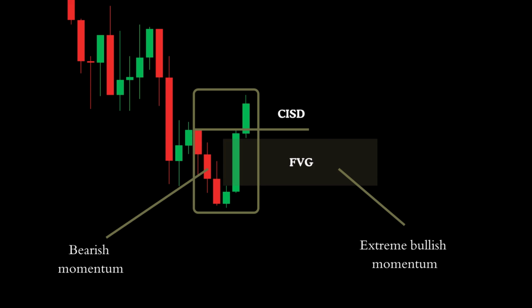enhancing the setup's reliability. A pullback into the FVG can act as an optimal entry, as the market tends to revisit these imbalances before advancing with the new trend. Integrating volume, FVGs, and the CISD concept increases the probability of a high-quality trade while reducing exposure to risk.